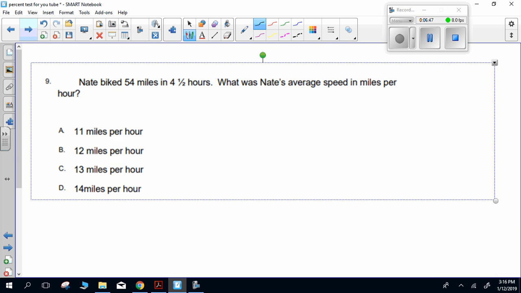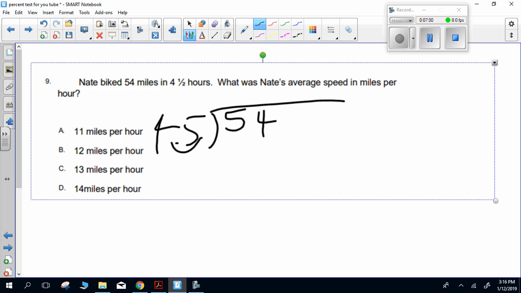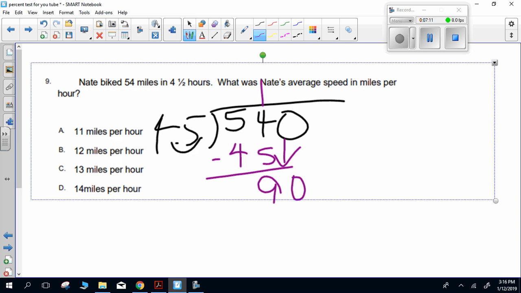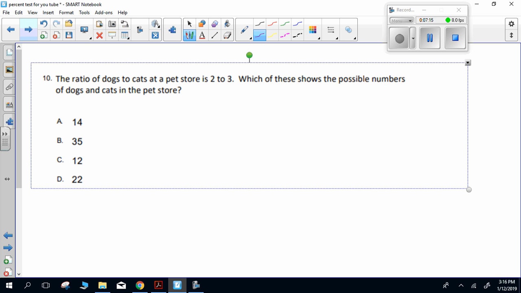Okay, next one. Nate biked 54 miles in 4.5 hours. We want to go about 1 mile, so 1 hour rather. So 54 divided by 4.5. Move my decimal point, move my decimal point. So in 54, there's 1 of 45. Subtract, I get 9, and 2, so 12 miles per hour.